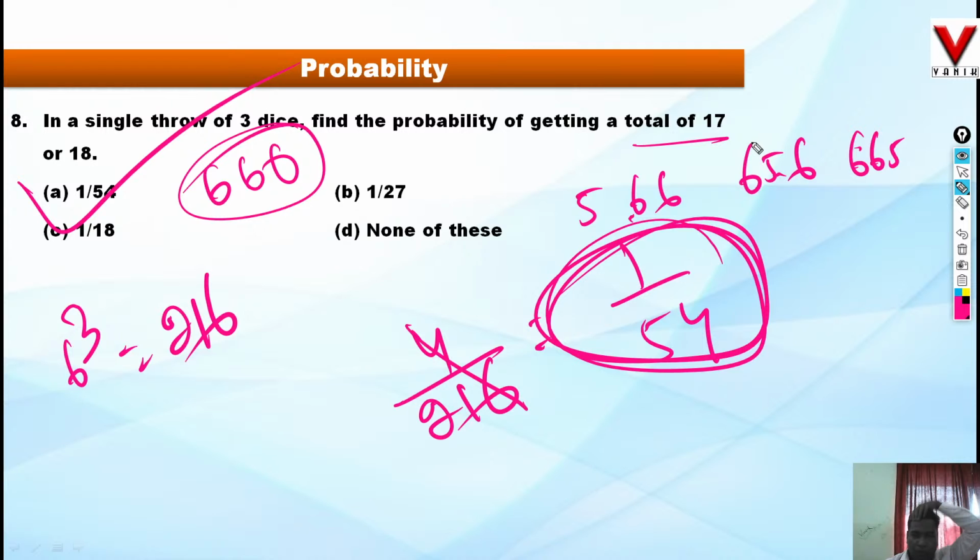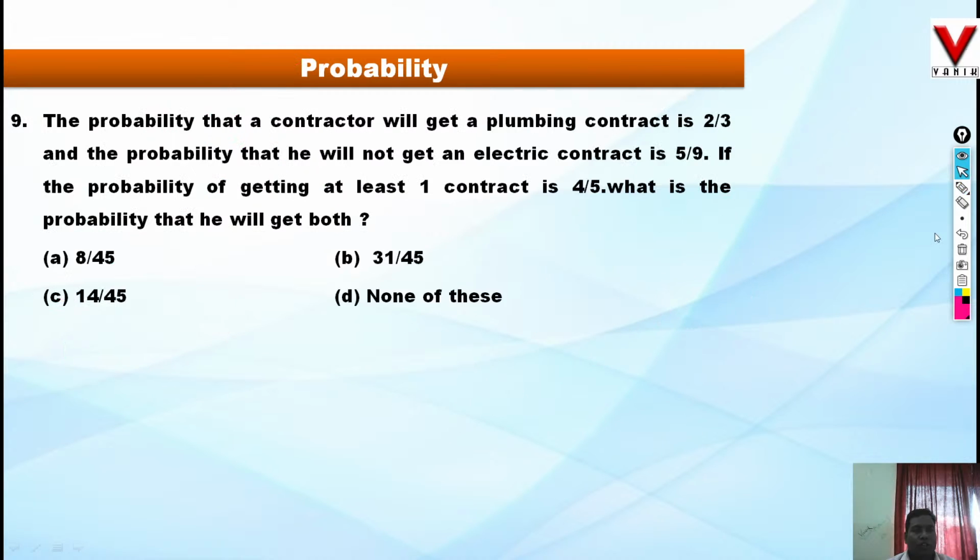Come to question number 9. The probability that a contractor will get a plumbing contract is 2 by 3. And the probability that he will not get an electric contract is 5 by 9. If the probability of getting at least one contract is 4 by 5, what is the probability that he will get both? So here P(A) is equal to 2 by 3, P(B) is 1 minus 5 by 9.